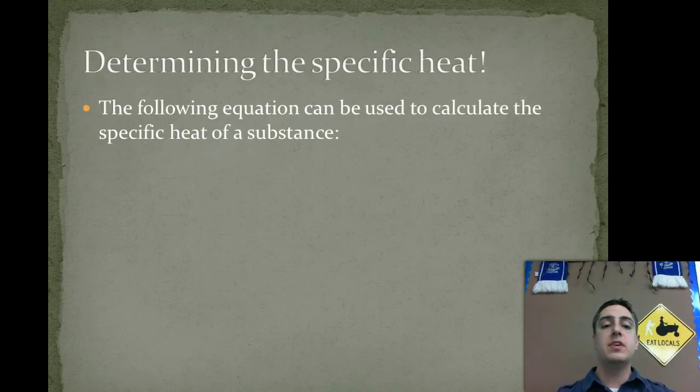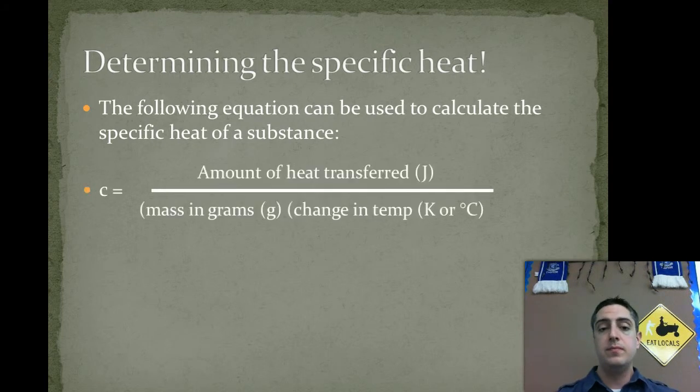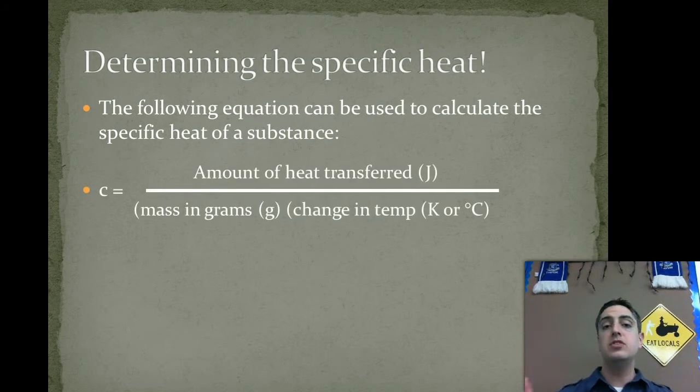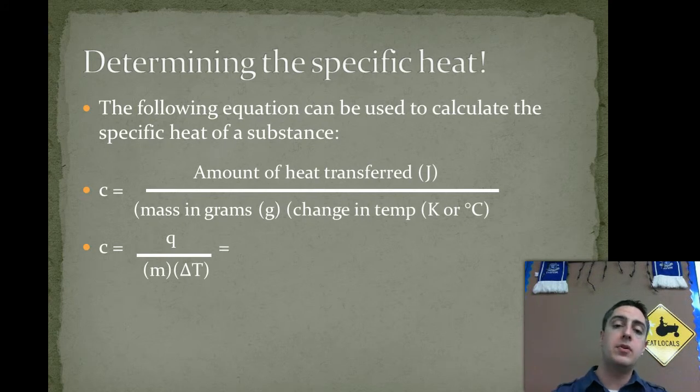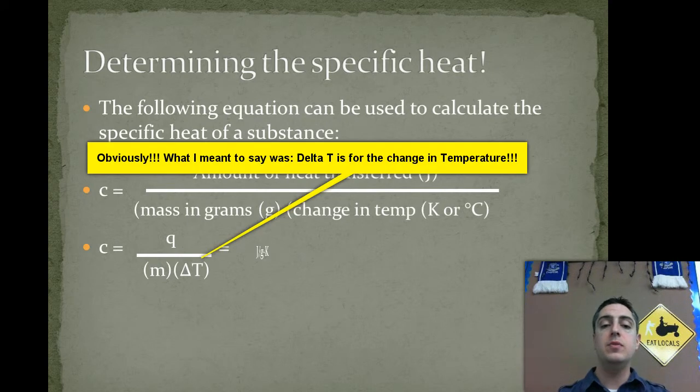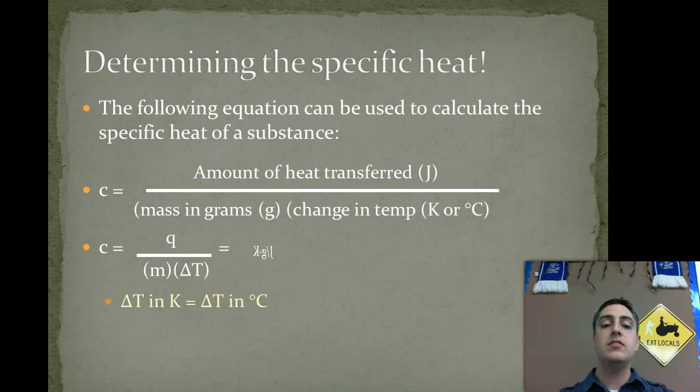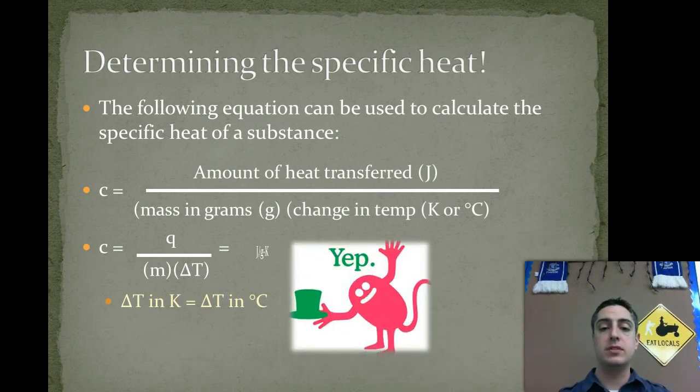So how do we find the specific heat? Well, there's a very simple equation that works with it, and it's the amount of heat transferred, measured in joules, divided by the mass in grams of the object or substance, times its change in temperature, either Kelvin or degree Celsius. So in terms of variables, Q, remember, is what we use for heat, m is for mass, and delta T is for change in temperature. And what you end up with for units is joules per gram Kelvin, or joules per gram degree Celsius. But you have to remember that a change in temperature in Kelvin is equal to a change in temperature in Celsius, so either way they can be used pretty much interchangeably for us.